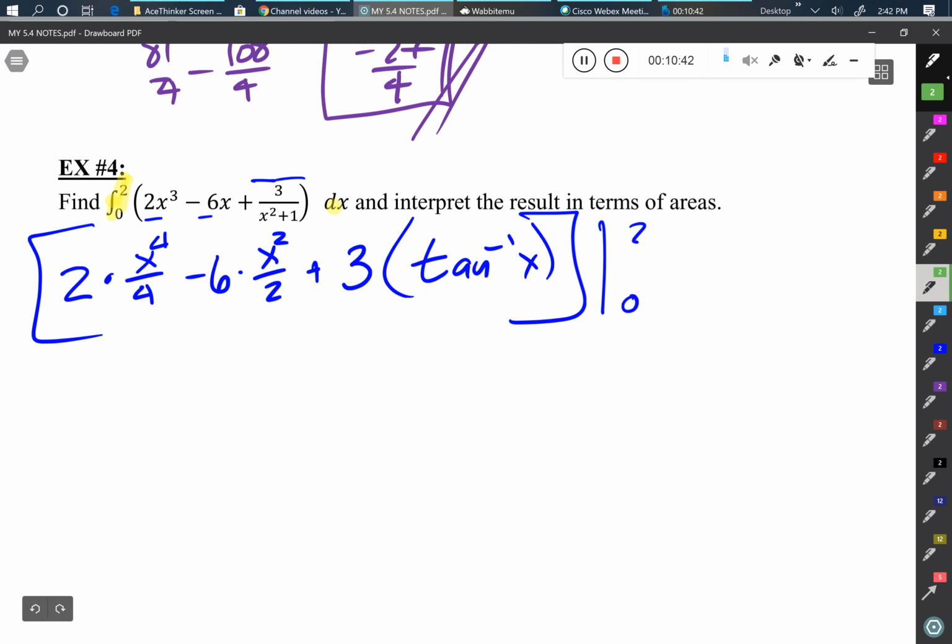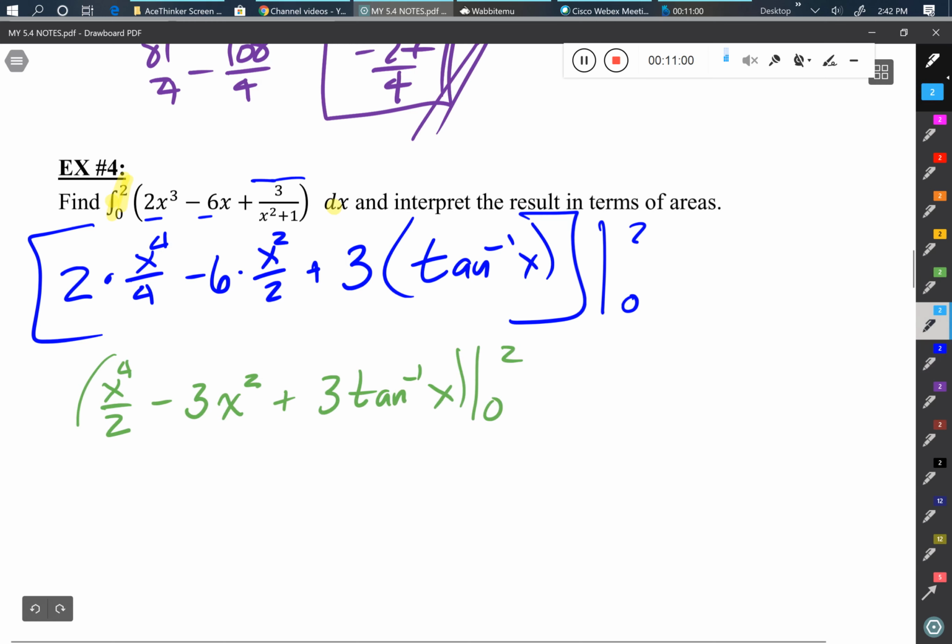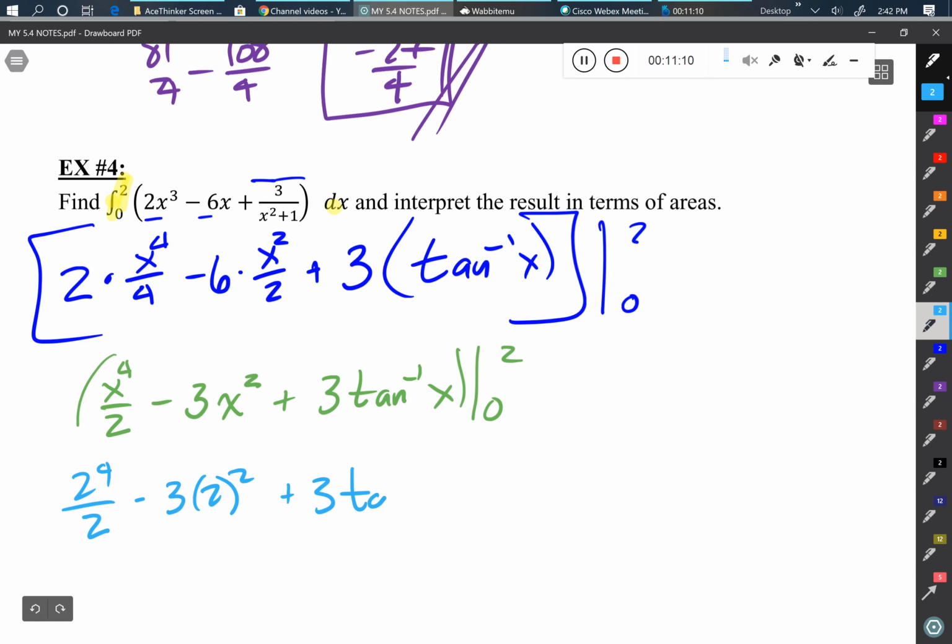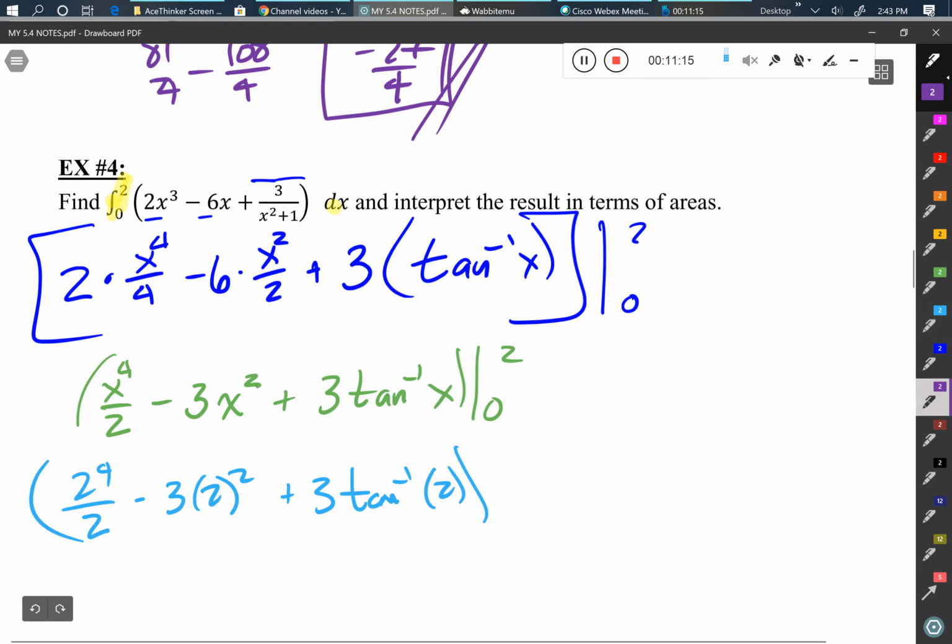Okay? I'm going to go through and clean up before I do that. Let's see, that's going to give me x to the 4th over 2 minus 3x squared plus 3 arctangent x, all evaluated from 0 to 2. I'll evaluate at the upper limit first. That's going to give me 2 to the 4th over 2 minus 3 times 2 squared plus 3 times the arctangent of 2. And then we need to subtract off the entire thing evaluated at 0.